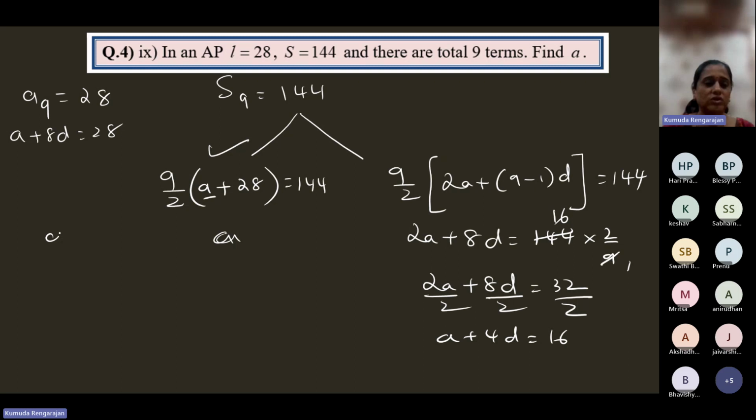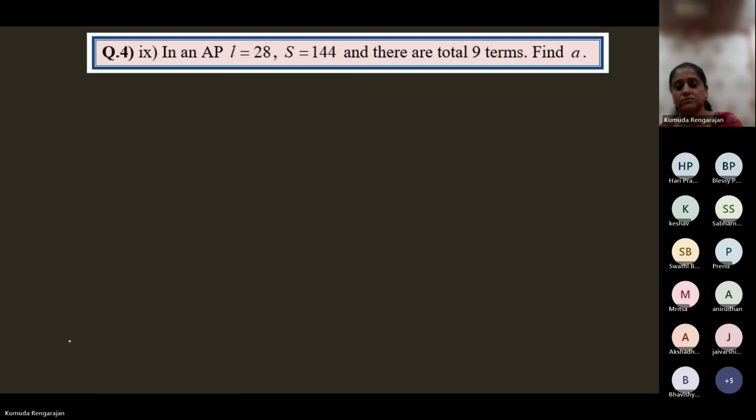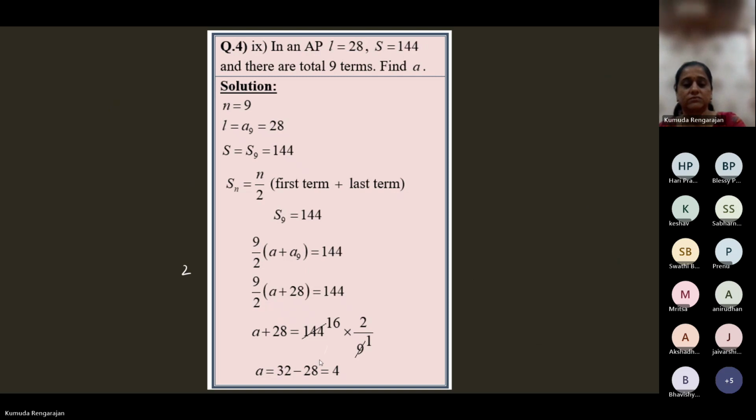So you'll have to write these two equations one below the other. A plus 8d is 28. A plus 4d is equal to 16. Solve the two equations and find the values of a and d. A itself is enough. You only have to find the value of a. So find the value of a. So here I've used n by 2 of first term plus the last term and directly found the value of a.